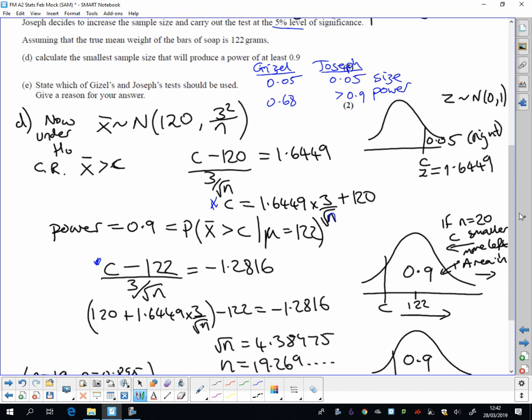Okay, so size is the probability that we are going to make a mistake and reject H0 when we shouldn't have. Now they're both the same, so we want a low size, so that's okay. Now power is the probability we correctly reject H0. So we want a large power. These two are the same, but here Joseph's has the higher power, so you would say that both tests have the same size, but Joseph's has the higher power, so we would use Joseph's test.